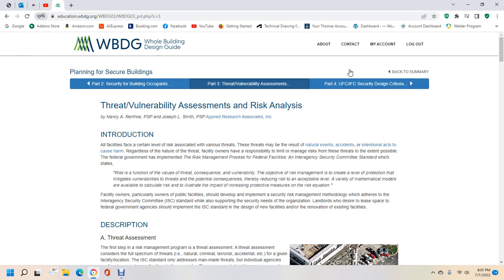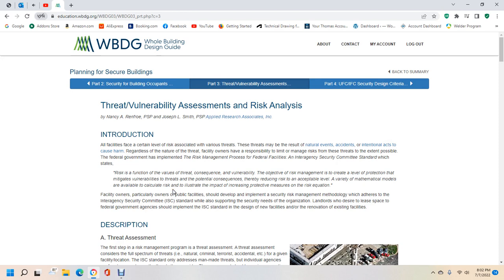The federal government has implemented a risk management process through the Federal Facility Interagency Security Committee, which states that risk is a function of the value of the threat, the consequence, and the vulnerability of the object. The goal of risk management is to create a level of protection that mitigates the vulnerability to threats and potential consequences, thereby reducing risk to an acceptable level. A variety of mathematical models are available to calculate the risk and illustrate the impact of increased protective measures on the risk equation.